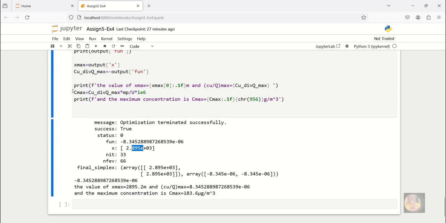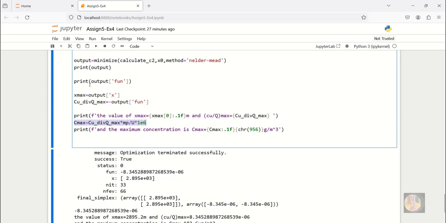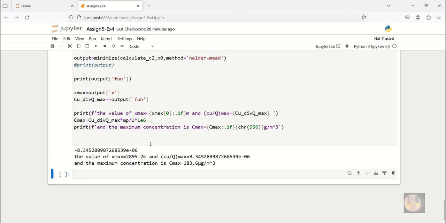And this permits me to calculate the concentration in microgram, and I present my results. So I'm gonna just hide this and run again. So these are my results. The value of x max, and this is the most accurate result: 183.6 microgram per cubic meter.